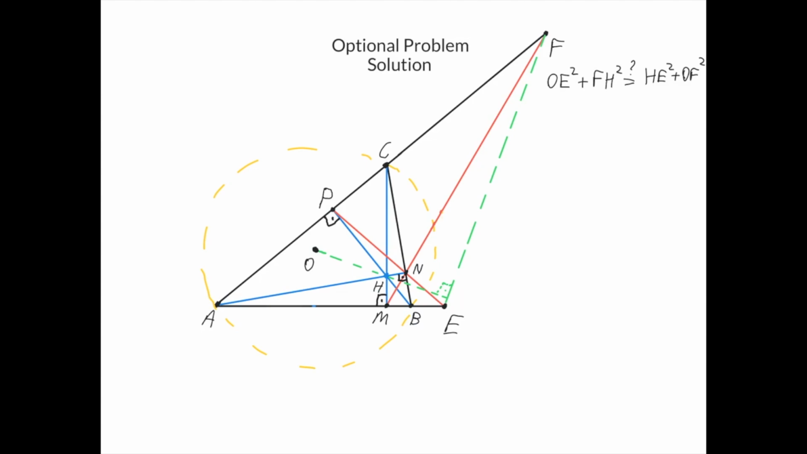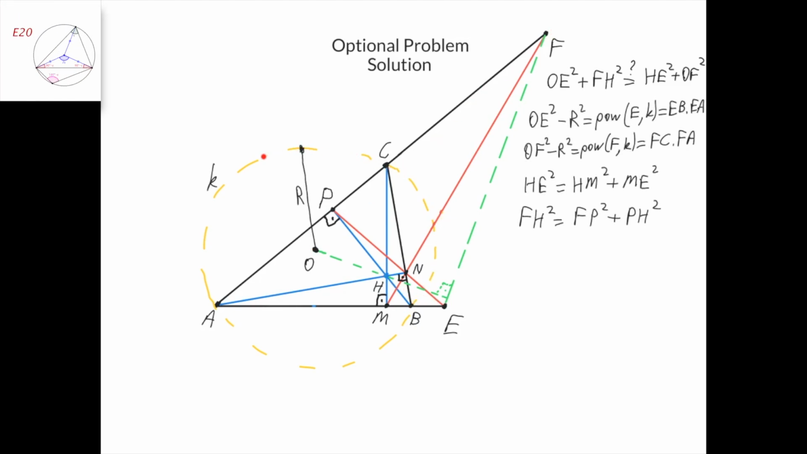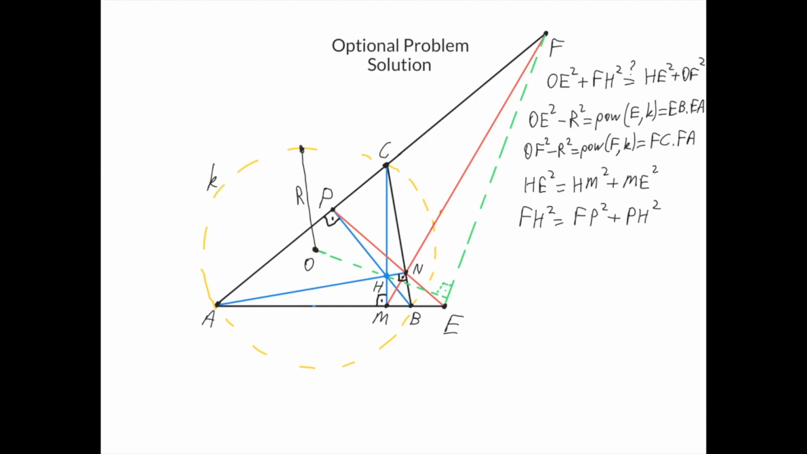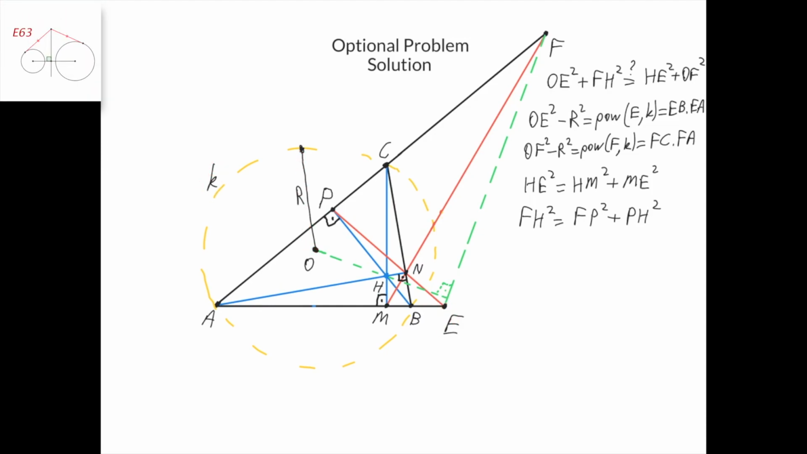Then, since we need to prove that OH is perpendicular to FE, this is equivalent to proving OE squared plus FH squared equals HE squared plus OF squared. Let the circumcircle of ABC be K, and let its radius be R. By considering the power of E with respect to K, we get that it equals OE squared minus R squared, and it also equals EB times EA.